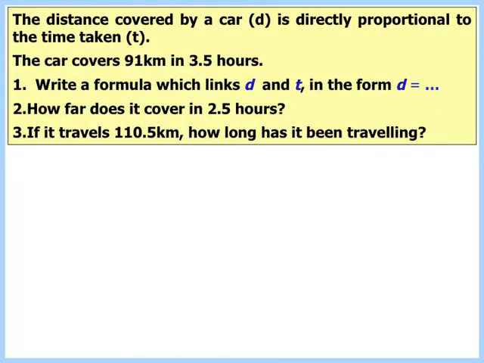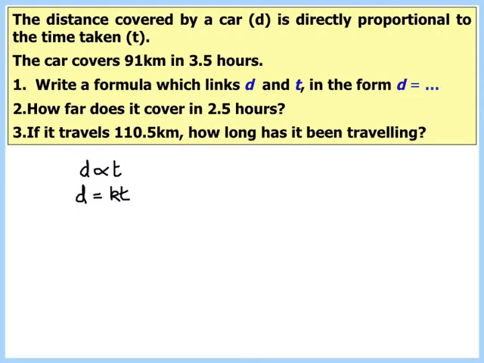Okay, let's have a look at another one. Can be quite wordy, some of these. So distance covered by a car d is proportional again to the time taken t. And because I know they're directly proportional, I know it's going to be d equals some number k times by t. Okay, that's got to be a relationship between those.